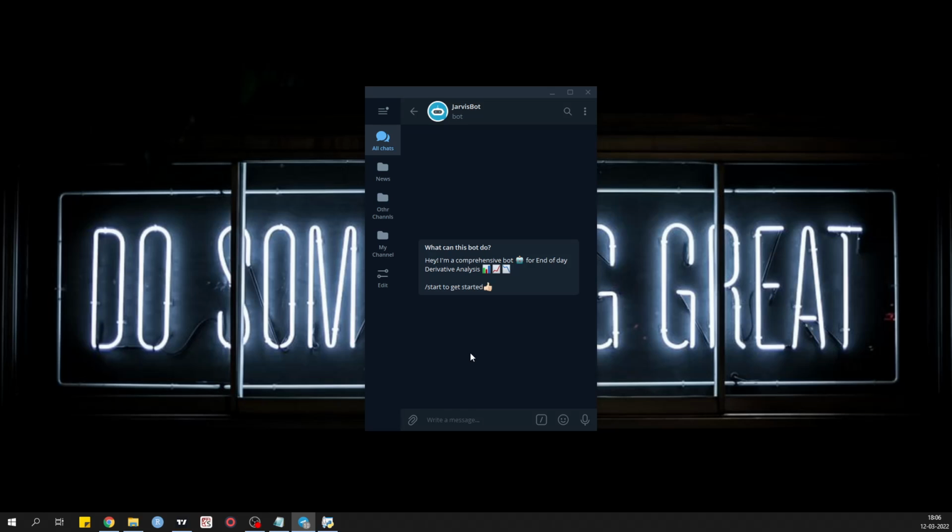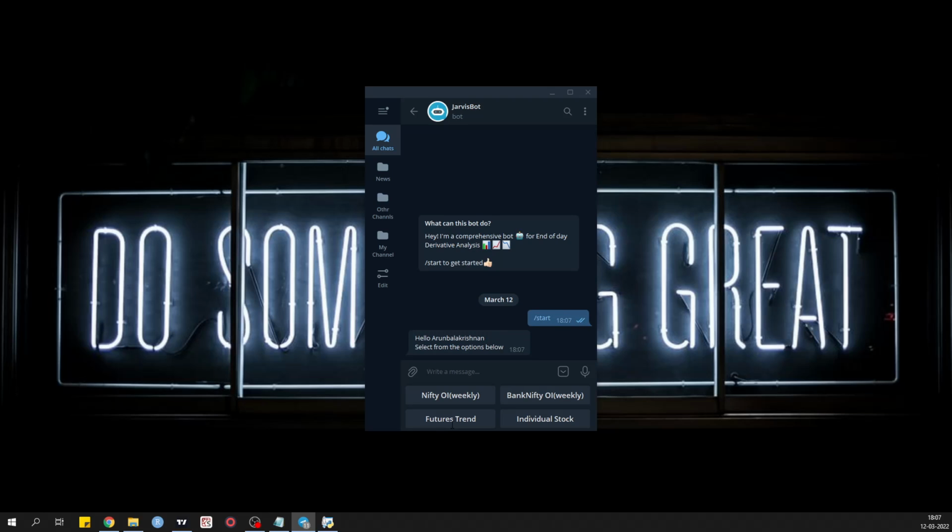Mostly when you reach this bot in a browser, you will get a start button here. In this case, as I have already used it so many times and cleared the history of the chat, it doesn't show. So I'm going to use /start. When you hit enter, it says hello, select from the options given below. There are 4 options right now: Nifty OI weekly, Bank Nifty OI weekly, futures trend, and individual stock. Let's go one by one.